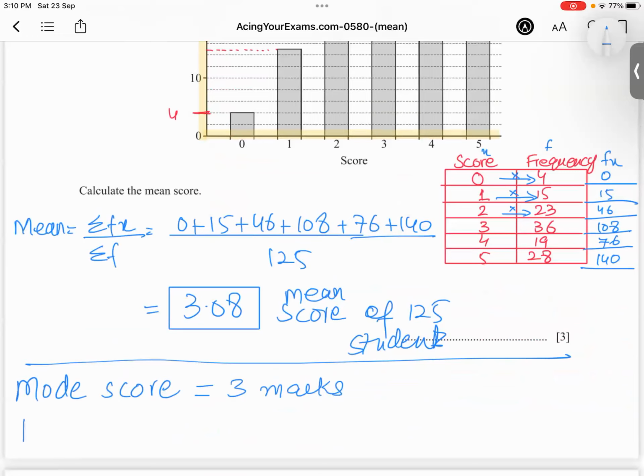Examiner can ask you for the range as well, range score. You can see that the highest score is 5 and the lowest is 0. So 5 marks is the range for this data. An examiner can ask you for the median as well.